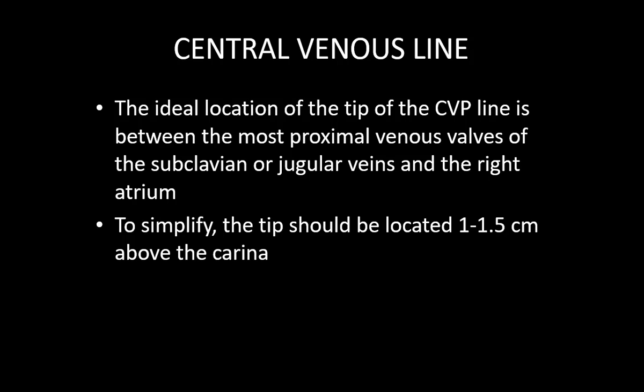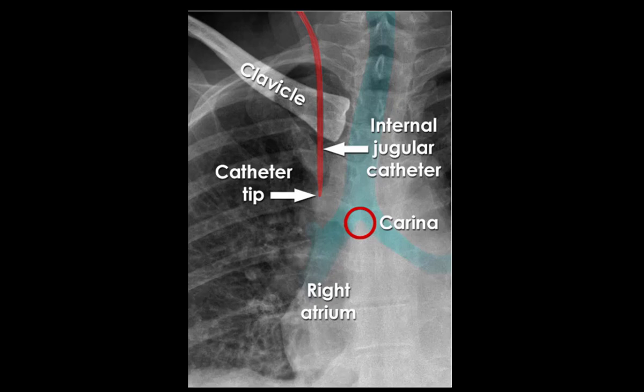Another common line, central venous catheter. Theoretically, the ideal location of the tip of the CVP line is between the most proximal valves of the subclavian or the jugular veins and the right atrium. But on chest X-ray, how do you look at the ideal position? The tip of the line should be located 1 to 1.5 centimeters above the carina. So this is the trachea, carina, and the tip of the catheter should lie 1 to 1.5 centimeters proximal to the carina.